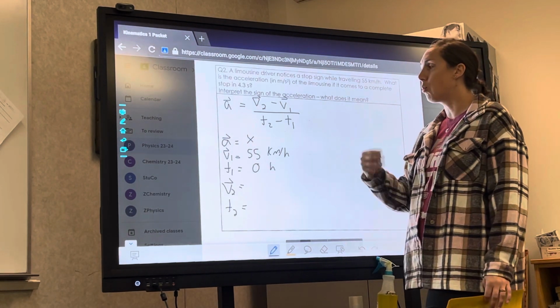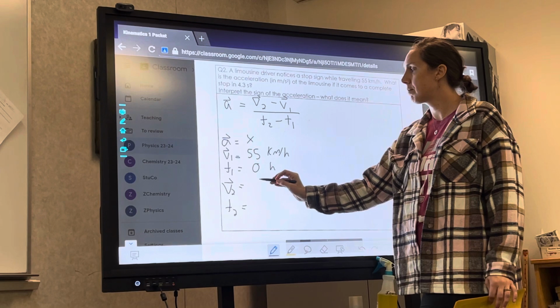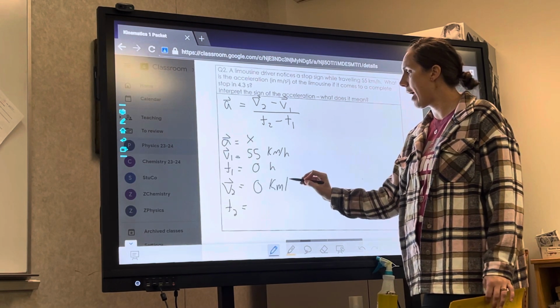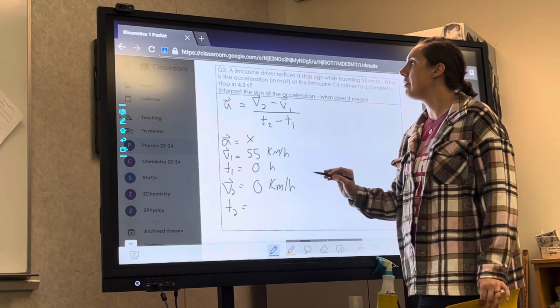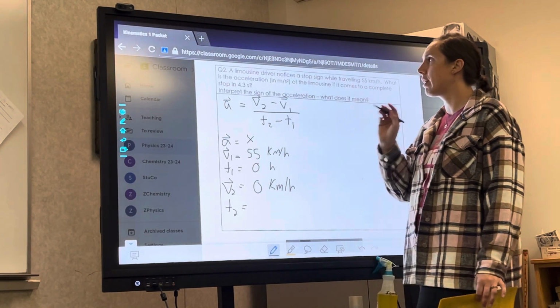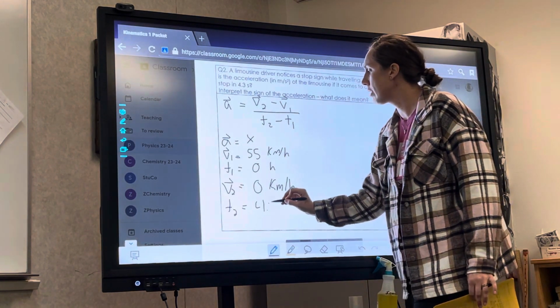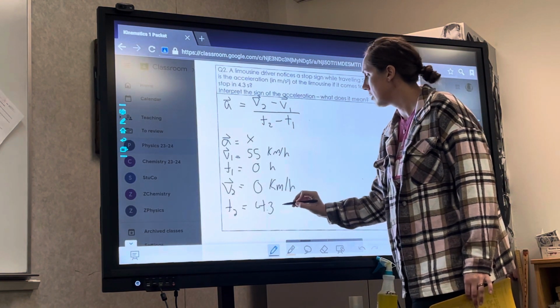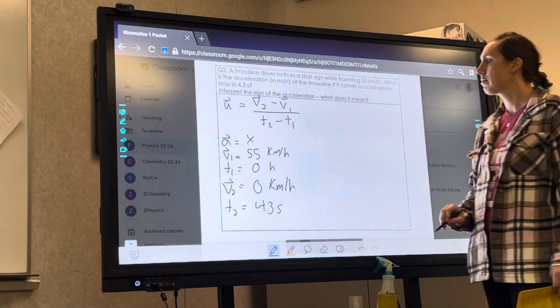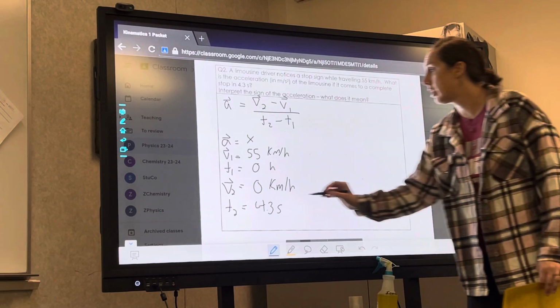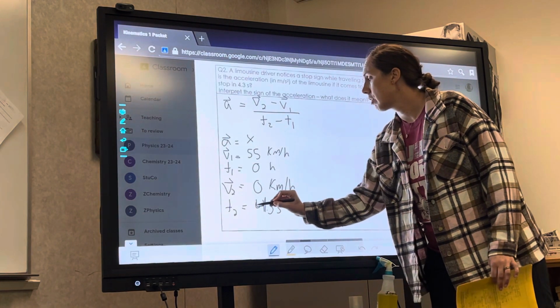Complete stop, what is that velocity? 0 kilometers per hour. And where it says 4.3 seconds, time 2, 4.3 seconds. Okay, yes. Would it be negative or stopping? We will know that when we sub it in. Good question. Okay.